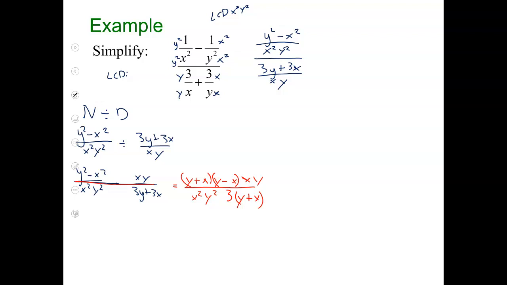Now we look to simplify. What can I simplify? Anything else? X and y. I've got an x up here, I've got an extra one down there, I've got a y up here, I've got an extra one down there. What's my final numerator? Y minus x. What's my final denominator? xy3. I'm just going to throw that 3 in the front. It's all multiplication, commutative property of multiplication.